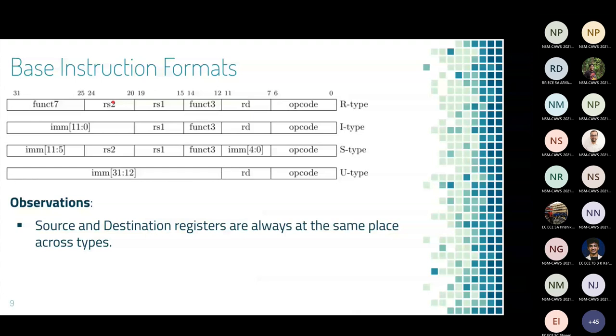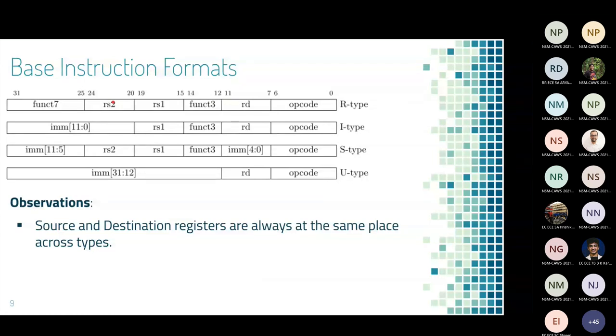So now that RS1 and RS2 are always at the same place, you can simply take these bits without any computation, without any combinational logic, and just feed these 5 bits into the register file directly. So this reduces the critical path before the register files, right? So this has been consciously done.